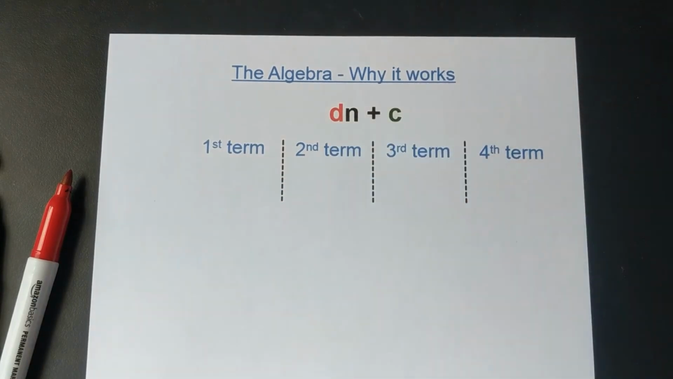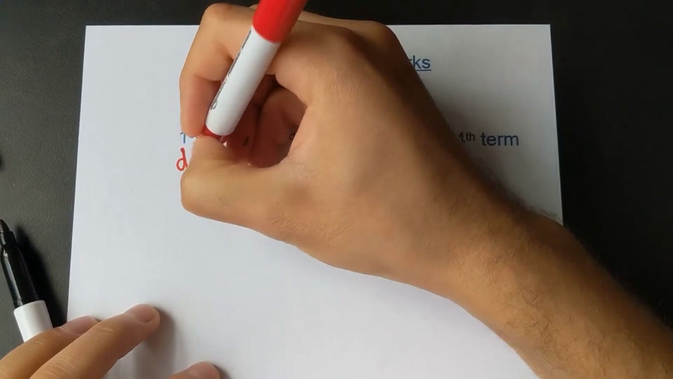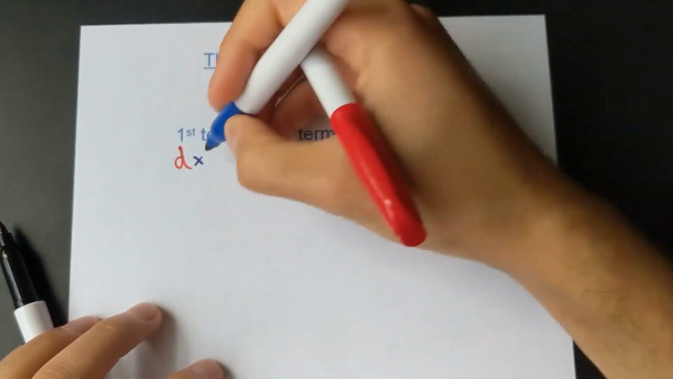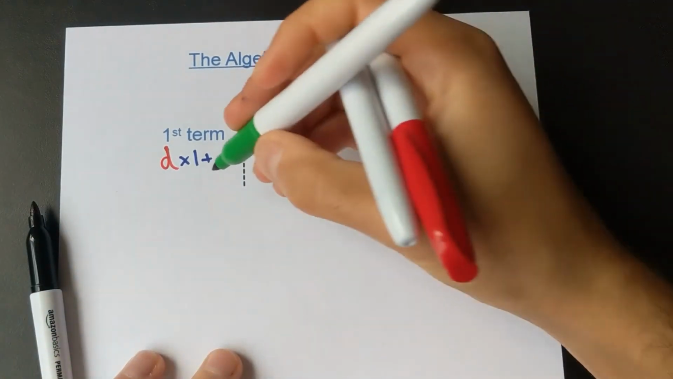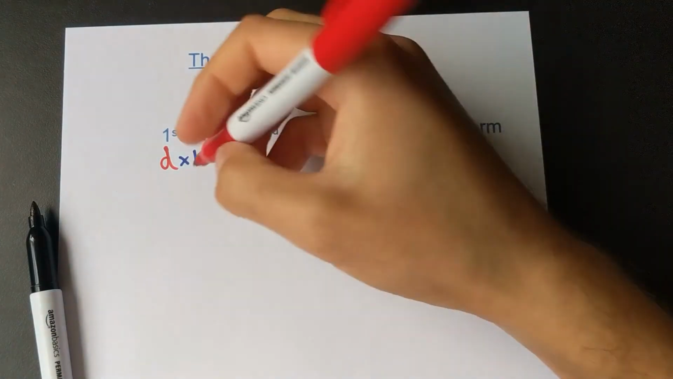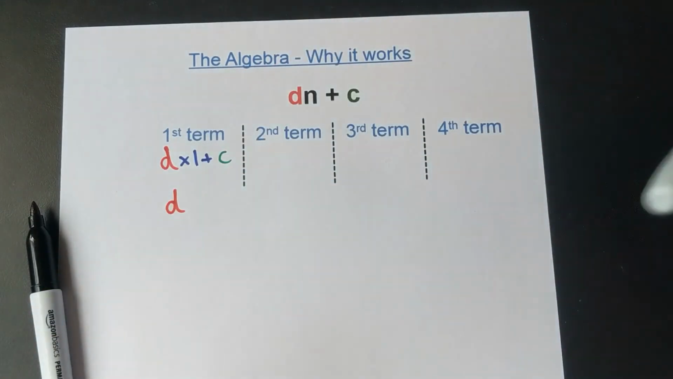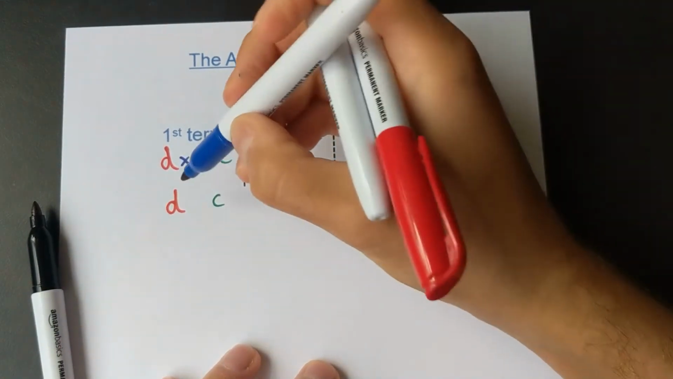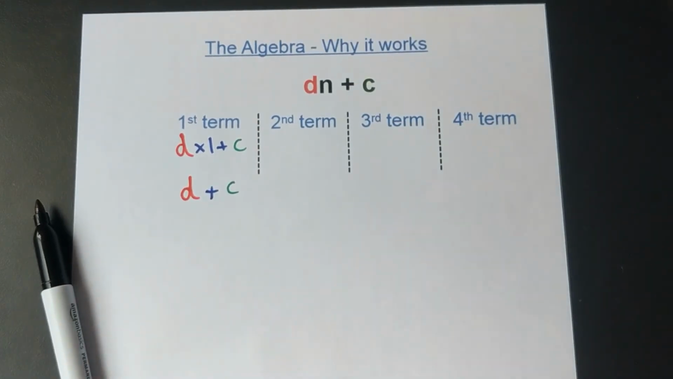We have this is the generic nth term. This is what it's always going to look like. Well, if this is what it always looks like, let's find out what the first term is. So the first term is going to be d times by, well, n is going to be 1 for the first term, and then plus c. Oh, I'm going to be fiddling with a lot of pens for this bit. And then d times by 1 is just d, plus c. So here, my first term is just going to be d plus c.